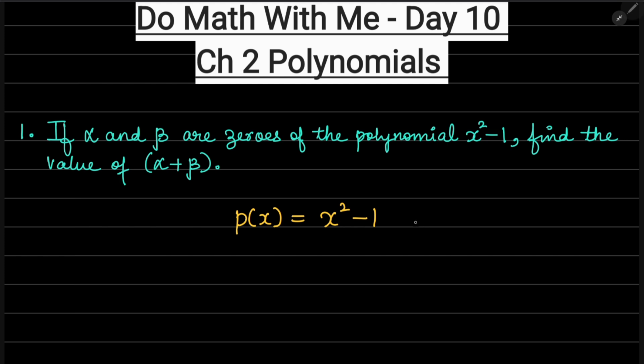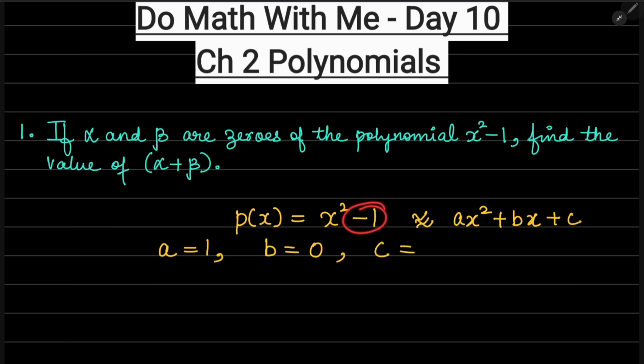The standard form of the quadratic polynomial is ax square plus bx plus c, where a is the coefficient of x square, b is the coefficient of x, and c is the constant term. Now from the given question, what is a? A is the coefficient of x square, which is 1. What is b? The coefficient of x. We cannot see any x term here, so it's 0. And what is c? C is the constant, so it's minus 1.